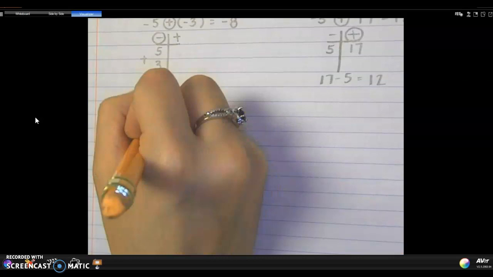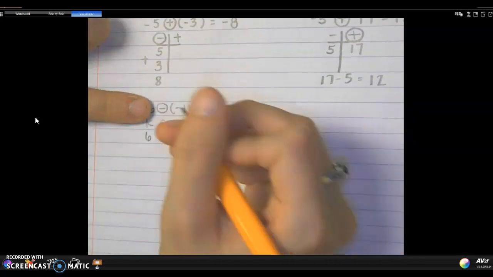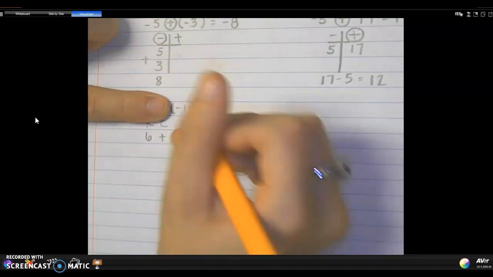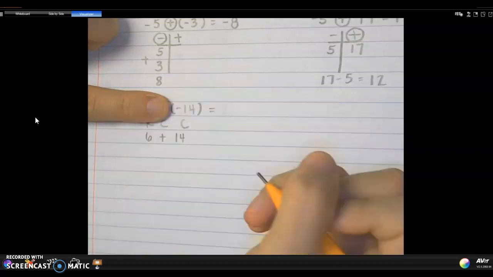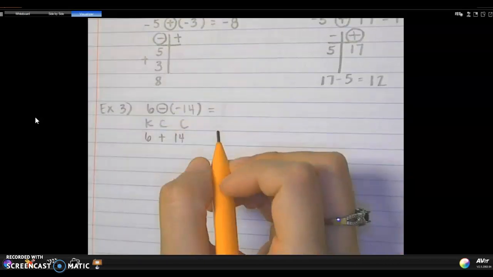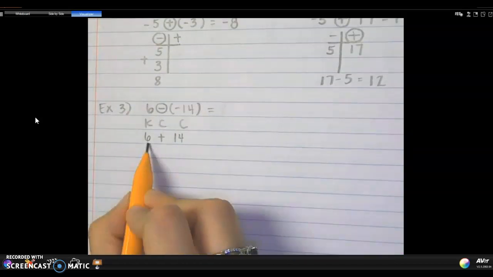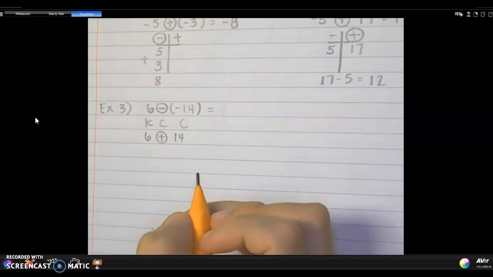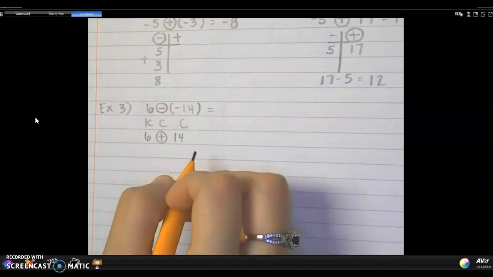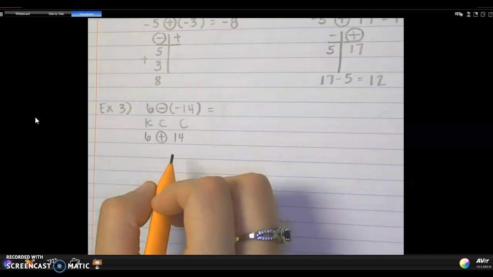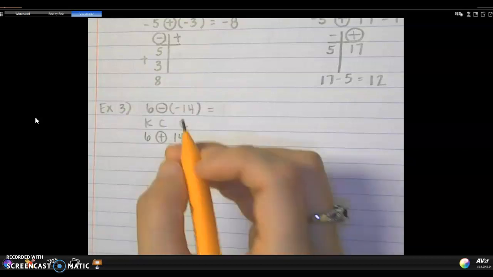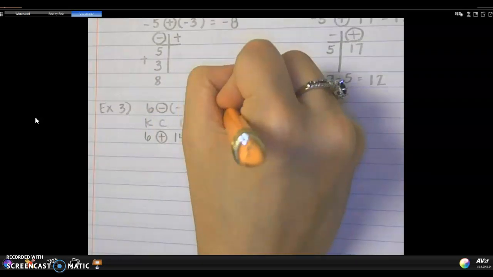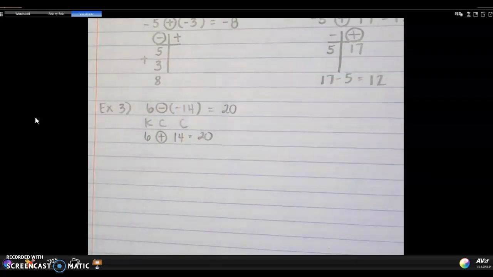So we're going to keep our first number, change subtraction to addition, and then change the second number to its opposite. So the opposite of -14 is 14. And now we have an addition problem. 6 plus 14. Do I really need to make my teams for this problem? No. I know what 6 plus 14 is. Those are the typical math problems that you get. So we're just going to add 6 plus 14, which gives us 20. So my answer is 20.